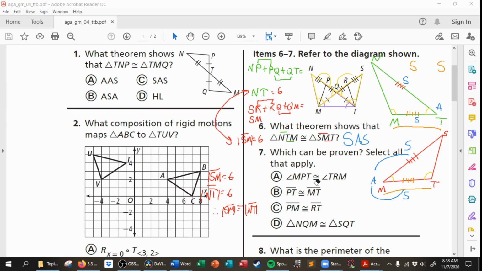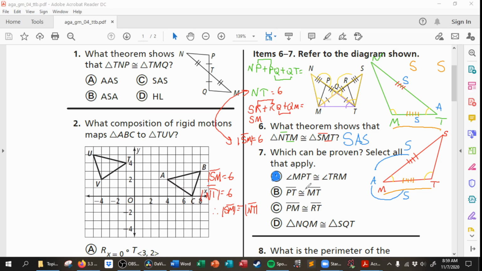All right. So which can be proven? Select all that apply. MPT is congruent to TRM. So M to P to T, that's this guy right here. So what we're looking at is angle P congruent to angle TRM. Well, I already know that my yellow triangles are congruent, and these are in the same spot, right? If I just reflect this smaller triangle over, they'll map onto each other. So this is a definite yes.